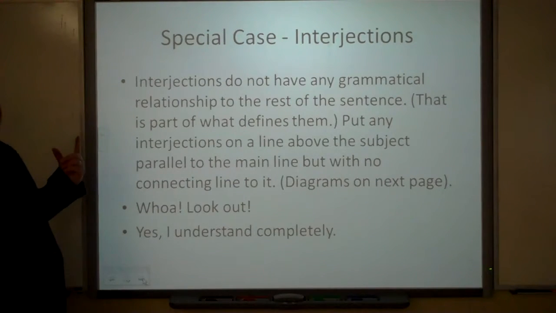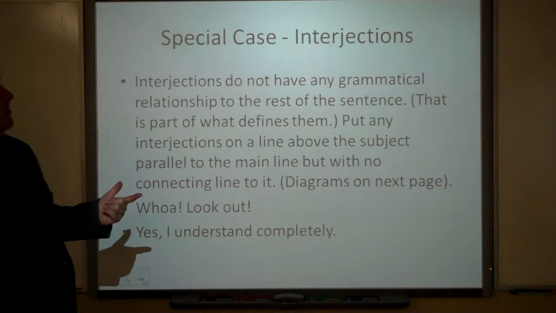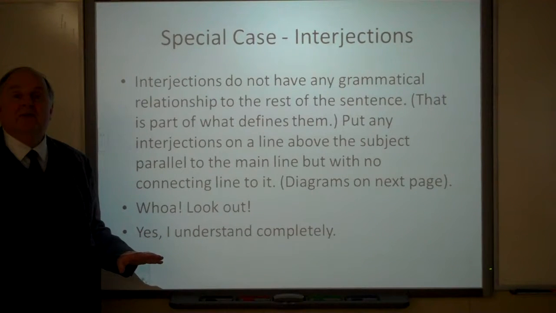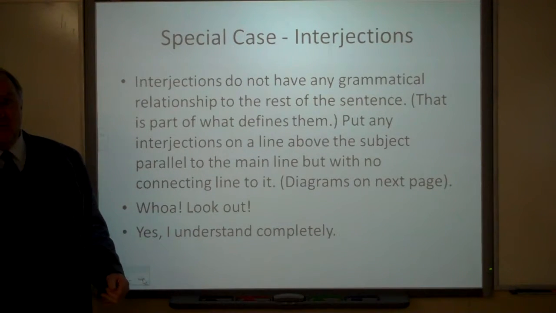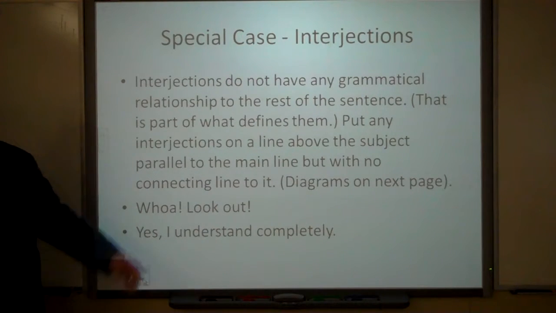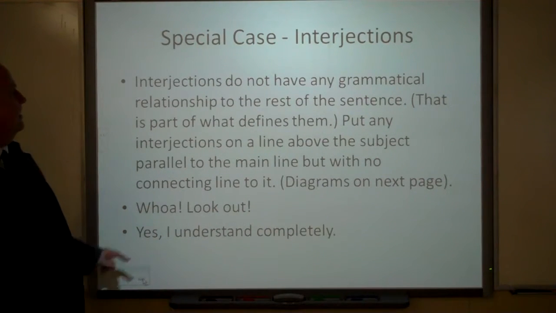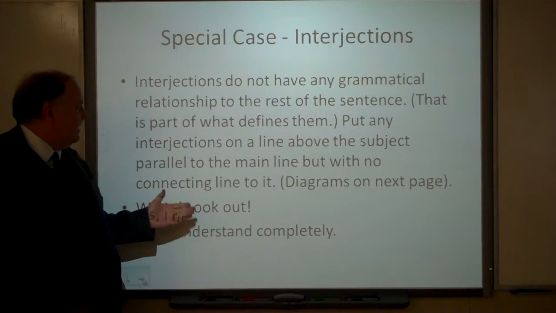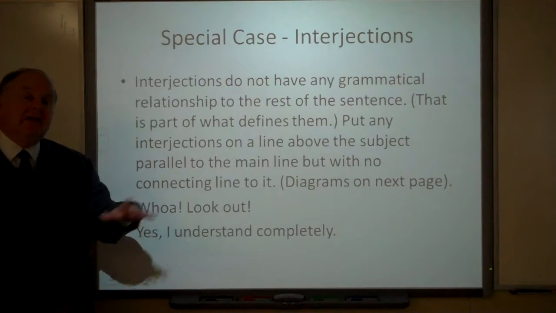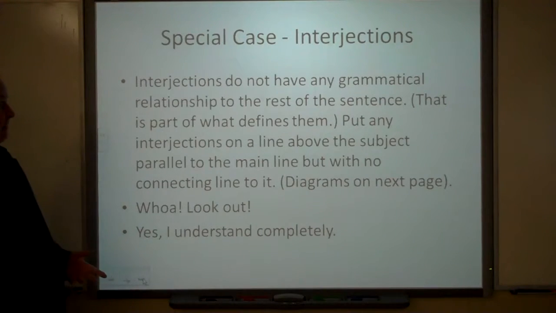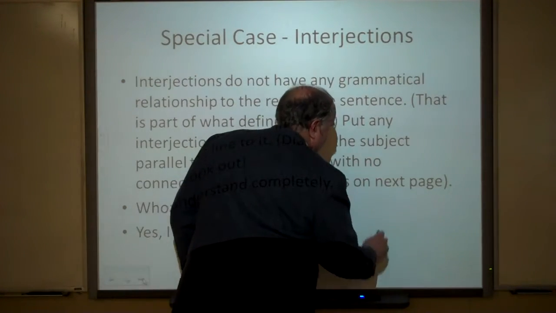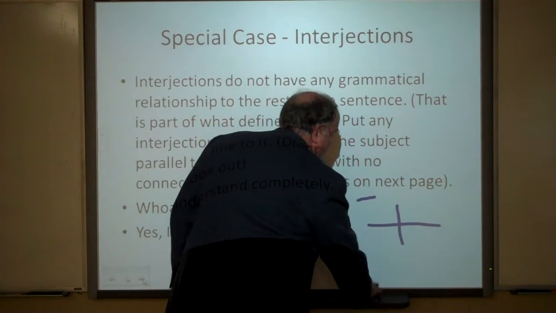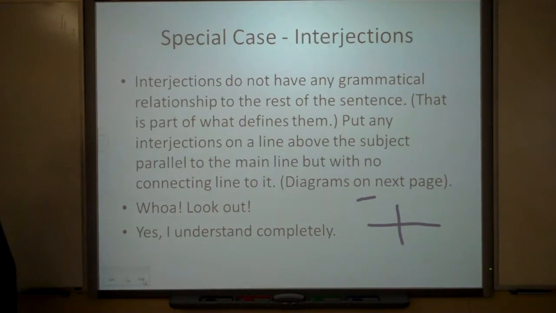Other special cases. If you have a sentence with an interjection. Interjections, if you remember, don't have any grammatical relationship to the rest of the sentence. That's part of the definition of an interjection. It expresses an emotion, but has no particular grammatical function. You put any interjections on a line above the subject, parallel to the main line, but with no line connecting to it. It doesn't connect to anything because it's not grammatically related to anyone or anything in the sentence. So if here's the main line, your interjection would go on a line above the subject, like that.